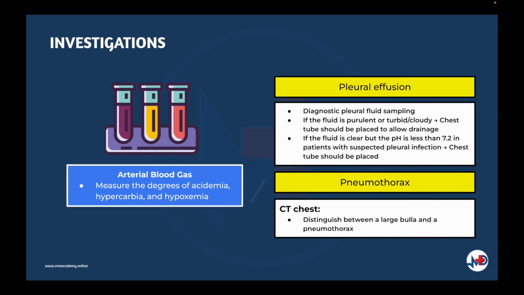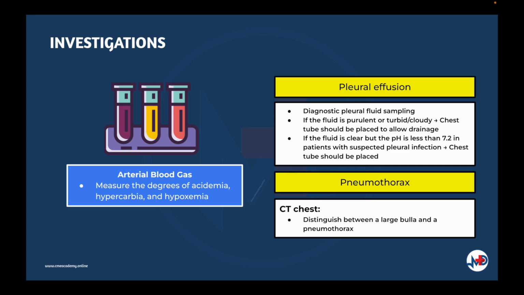For the severity test for both conditions, an arterial blood gas should be done to measure the degree of acidosis, hypoxemia, and hypercarbia. Now, as we have discussed the diagnostic and severity sampling, let's look at whatever tests can be done to exclude other underlying pathologies.